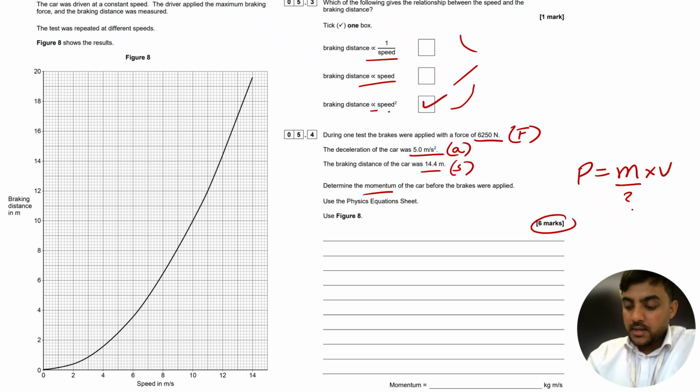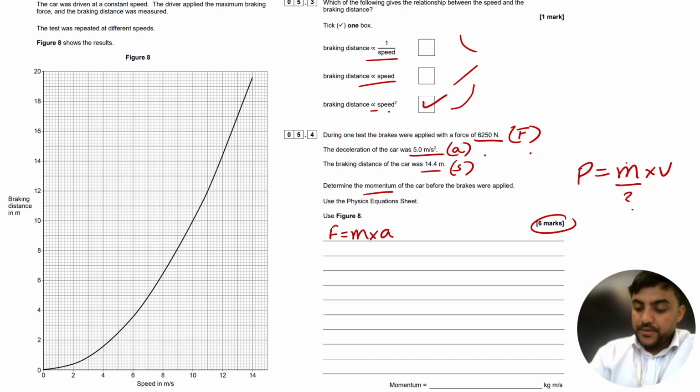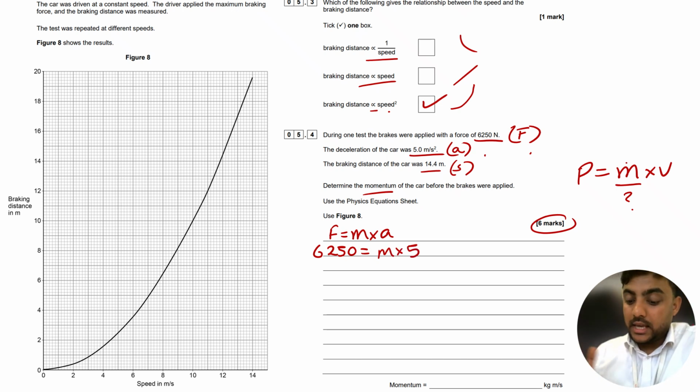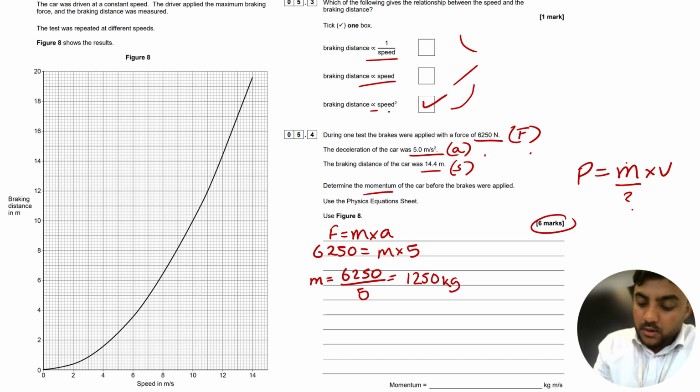We're missing mass. How do I find mass using the numbers given? Well, there is an equation that links force, mass, and acceleration together. Force equals mass times acceleration, which means 6,250 is equal to mass times 5. To produce 5 meters per second squared acceleration on a given mass, 6,250 newtons of force have to be used. Therefore, mass is equal to 6,250 divided by 5, which gives you an answer of 1,250 kilograms. Okay, so that is my mass. I'm just going to keep that there.